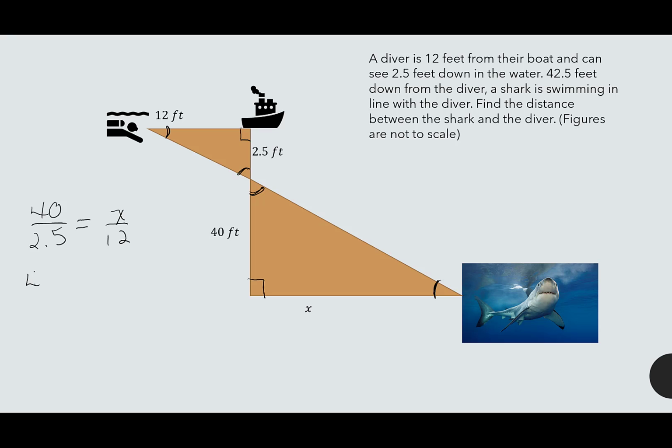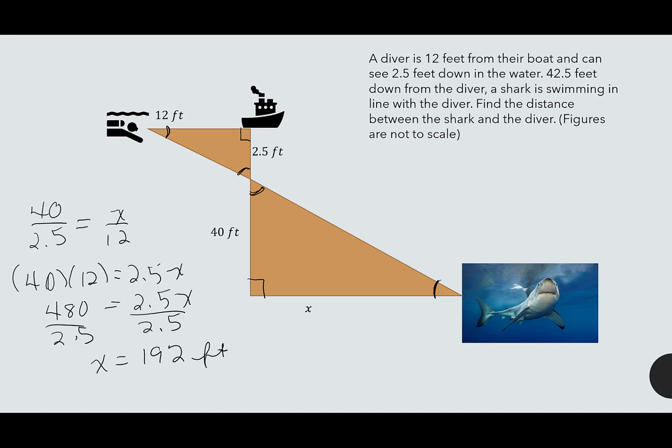We will cross multiply. 40 times 12 is going to be 2.5 times x. 40 times 12 is 480. I still have 2.5x, so let's divide by 2.5, divide by 2.5. This says that x is equal to 192 feet.